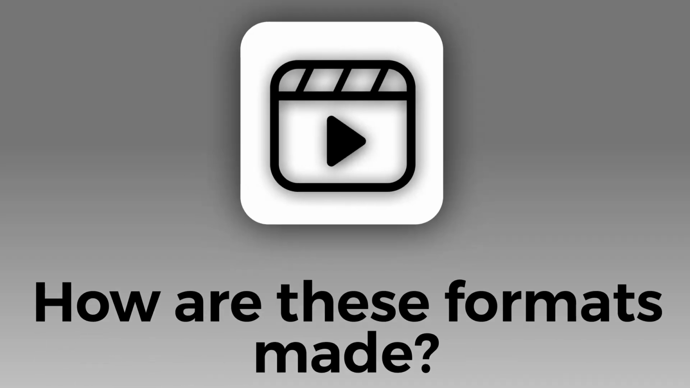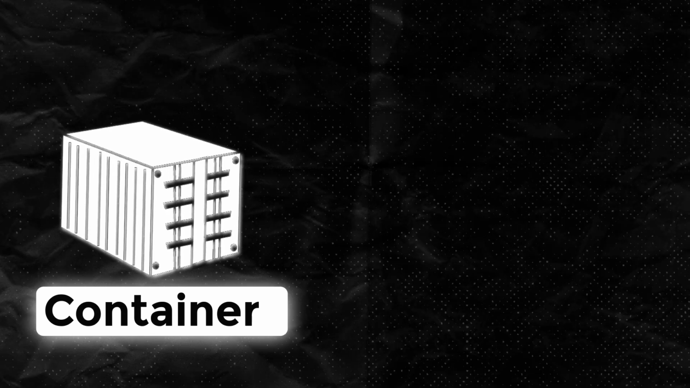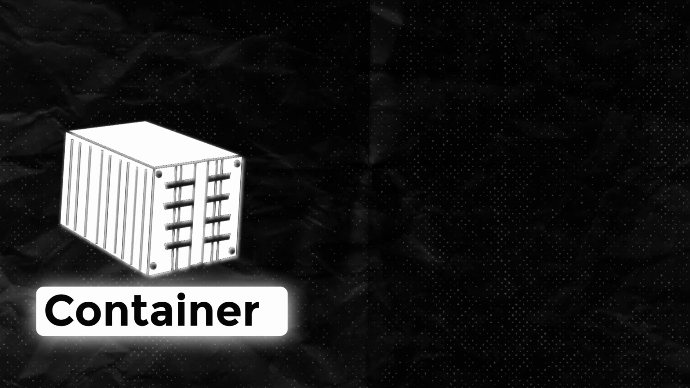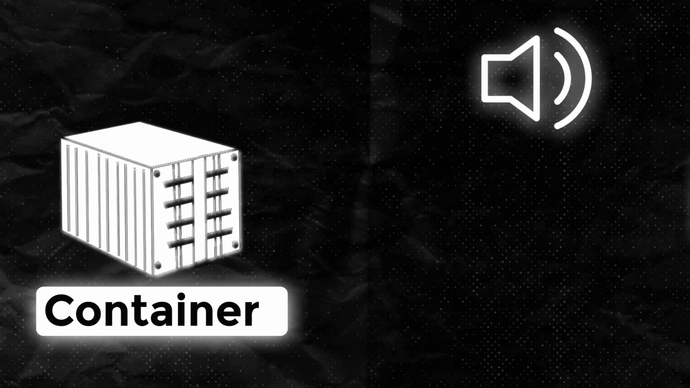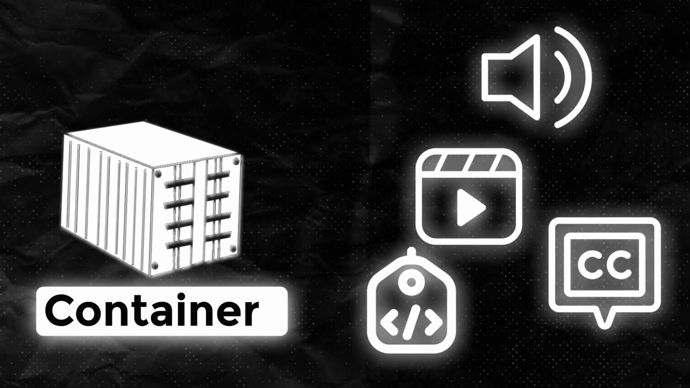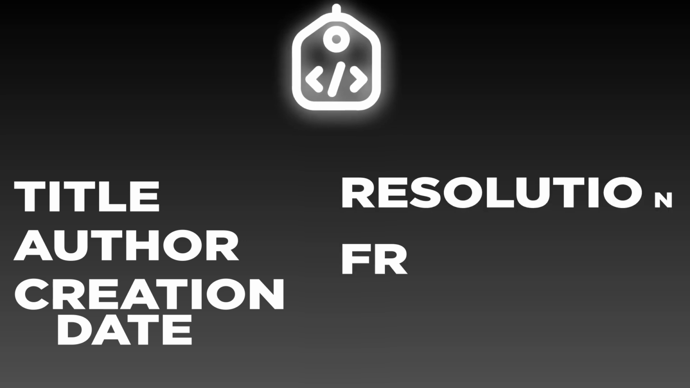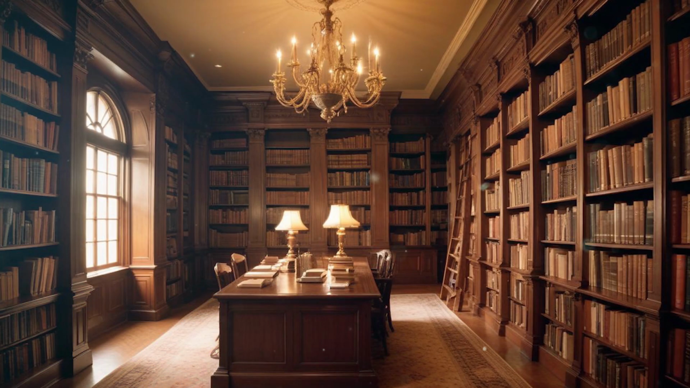Before diving into each format, it's essential to understand how these formats are made. The knowledge of these formats is linked with a term called a container. Think of the container as a digital box that holds all the files needed to play the video, like audio, video, subtitles, and metadata. You may already be aware of these three components, but metadata might be new to you. Metadata contains additional information about the video file, like the title, author, creation date, and technical details such as resolution and frame rate. This keeps your media files organized.